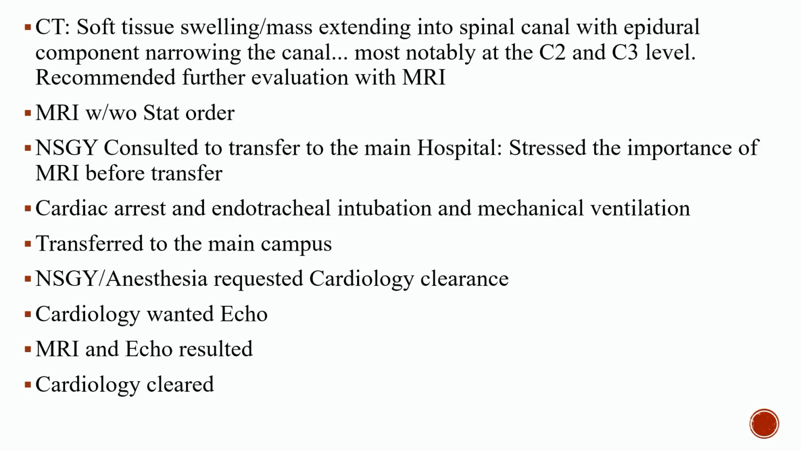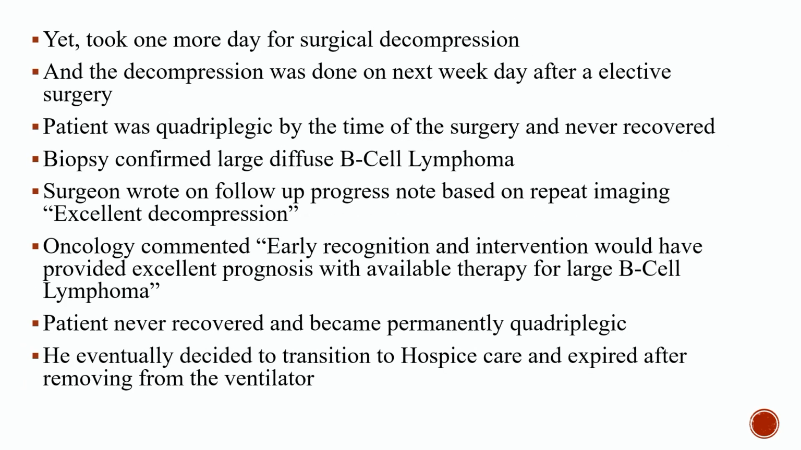The neurosurgeon and anesthesia said, we need cardiology clearance because the patient had a cardiac arrest. What do you think? Right? The cardiologist said, we need the echocardiogram to give the clearance. And that was Saturday, Sunday. Then the echo was done, the MRI was read, and cardiology waited until the echocardiogram was read by another cardiologist. Finally the patient was cleared to go to the OR. Yet it took one more day because it has to be a weekday, the next day, and the patient went to the OR as an elective surgery, okay?